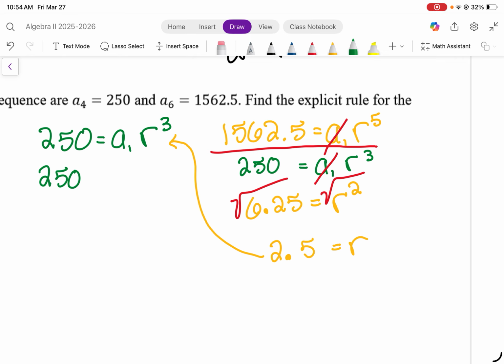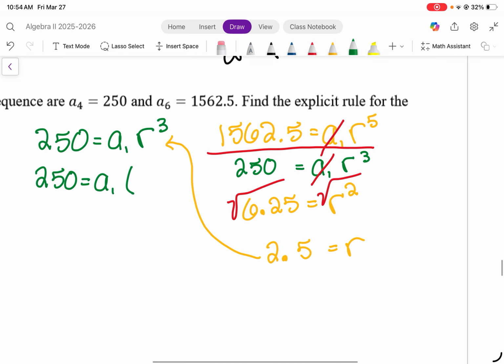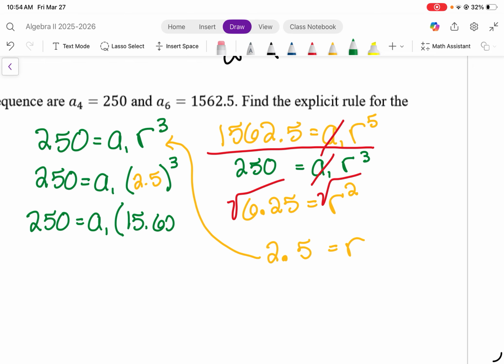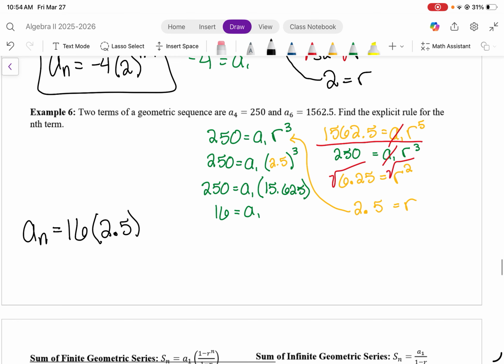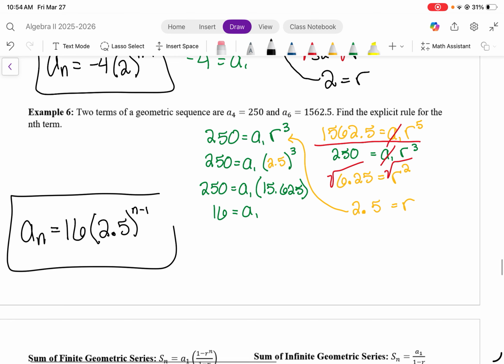So now I have 250 equals a sub 1 times 2.5 to the power of 3. Now there's a few different orders that you could solve this one. I'm going to figure out what 2.5 to the power of 3 is first, and that would be 15.625, and then I'm going to divide both sides by that number. And when I do, I get my first term equaling 16. Once I know both of these, I can write my final equation, which is a sub n equals my first term, 16, times my common ratio, 2.5, to the power of n minus 1. And that is your final answer.